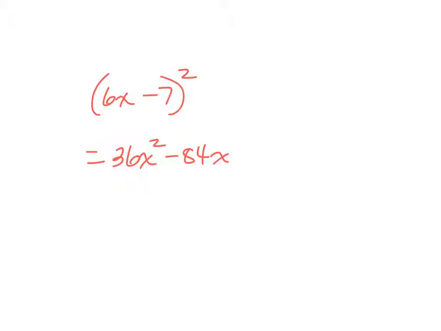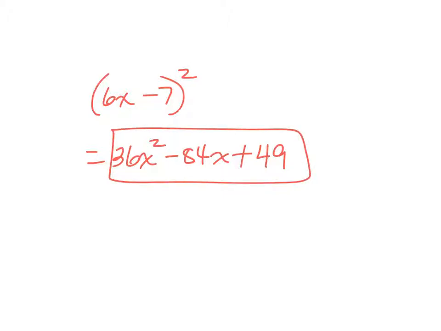Okay, and then how are we going to get the last term? How did you get it? Negative 7 times negative 7 indeed is plus 49. I forgot about that. Okay, so do you guys like the shortcut or do you like doing it the old-fashioned way? Old fashioned.